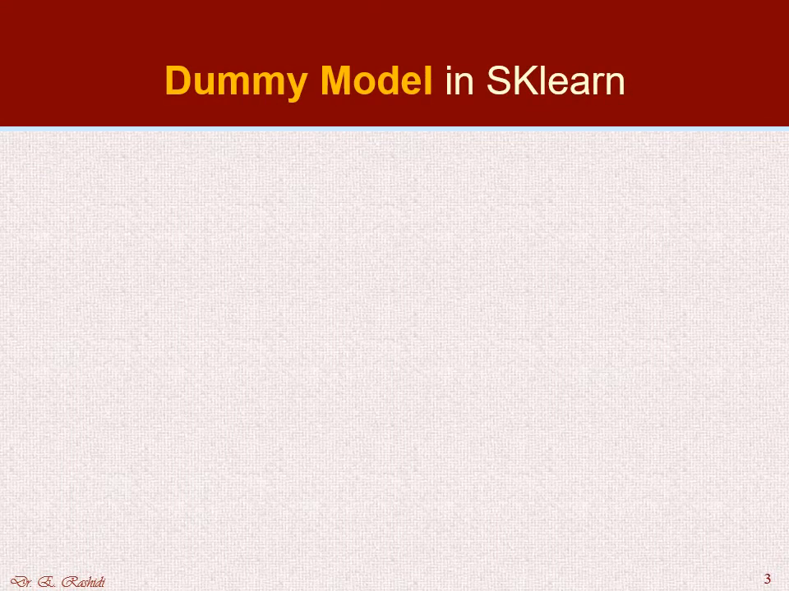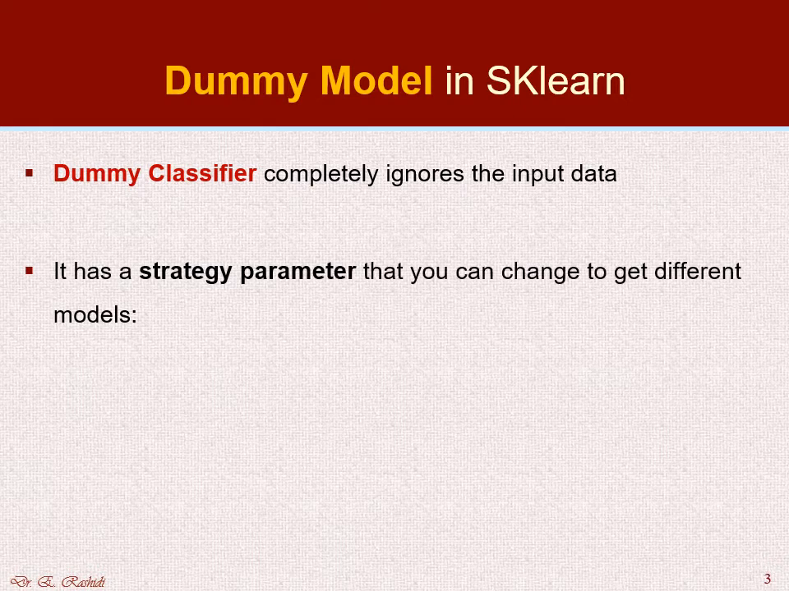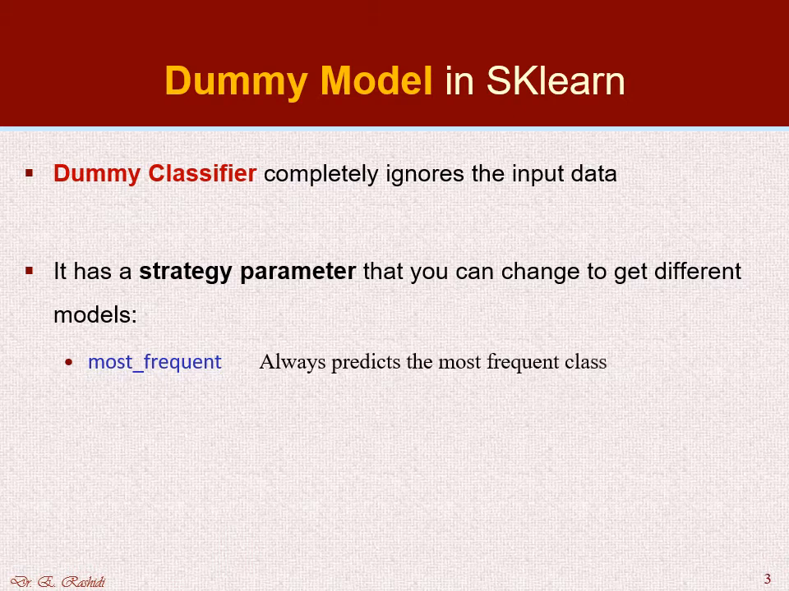The dummy classifier model in Scikit-Learn completely ignores the input data. It doesn't really have complex logic behind it. It actually has a strategy parameter which you can use to get different models. For example, if you set the strategy parameter to most frequent, your dummy model is going to always predict the most frequent class in your data.